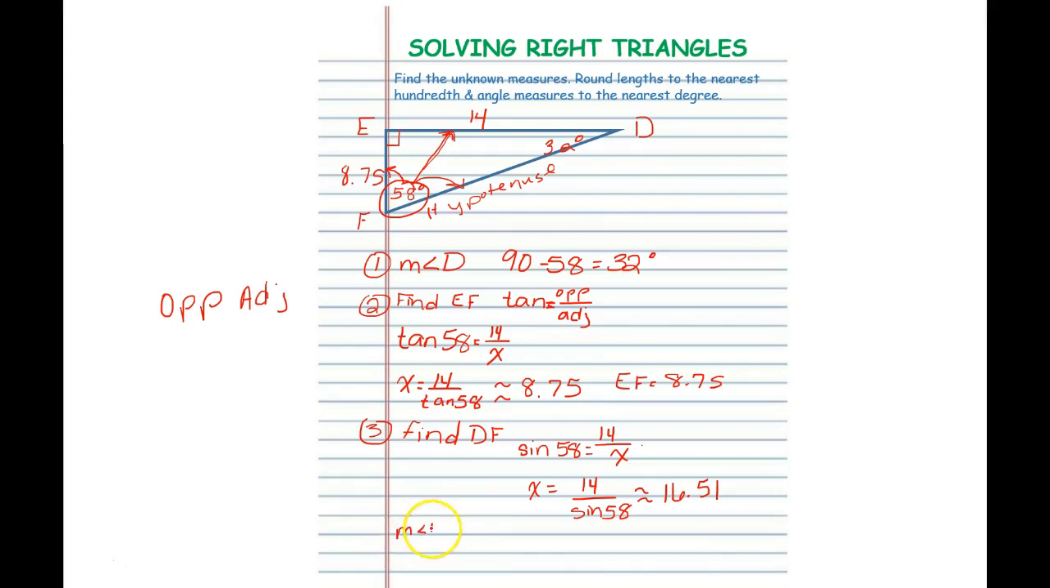So you found all of the unknown measures. The measure of angle D was 32 degrees. Side EF was 8.75. And side DF was 16.51. That is how you would work one of those problems.